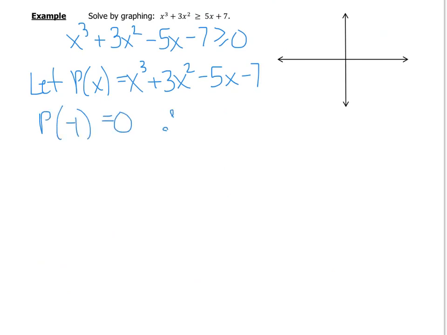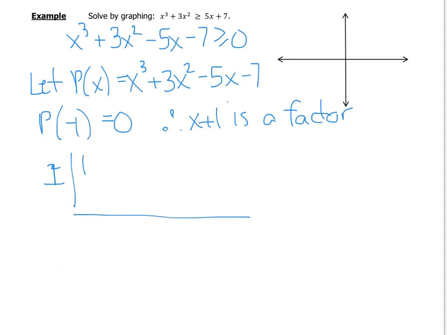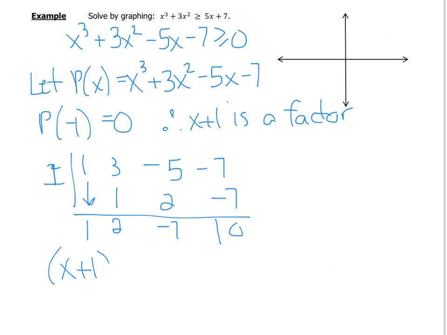Negative 1 is going to work. So we have x plus 1 is a factor. Negative 7. Okay, so this is what we're solving. We have our x plus 1, we have our x squared plus 2x minus 7. When is that greater than or equal to 0?